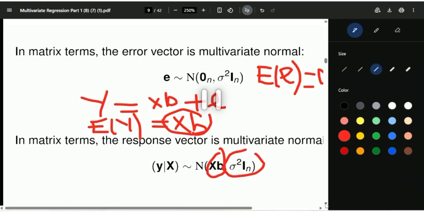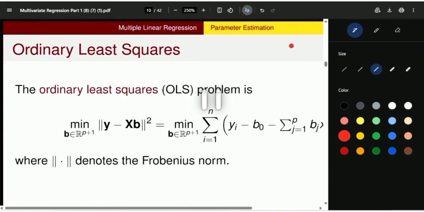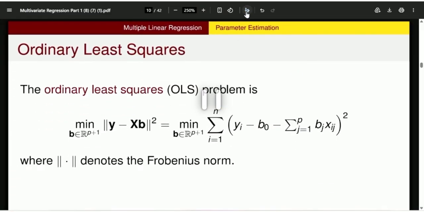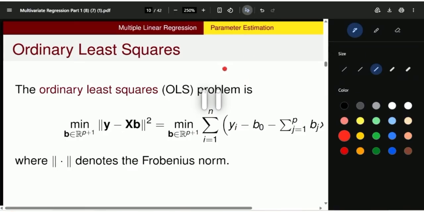Okay, now I'm moving on. Now the question is, in my regression model, how do I estimate parameters? We have two methods of estimating parameters in a regression model: the ordinary least squares method and the method of maximum likelihood. So using the ordinary least squares method, you know what we're going to do? If y in matrix form is y equals Xb plus the error.